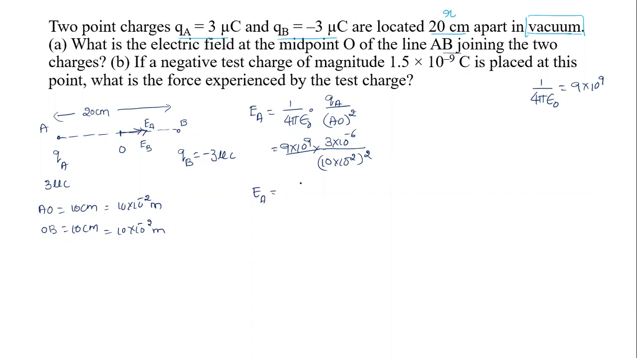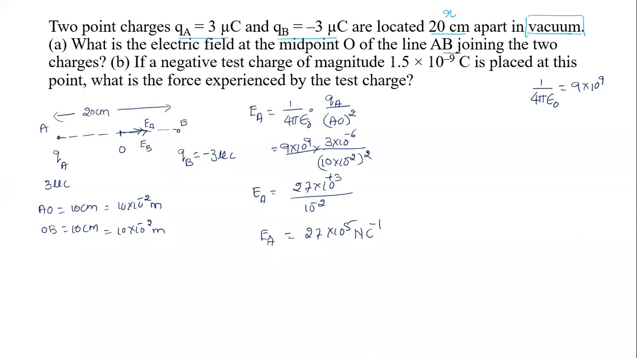So the 27 into 10 power minus 9 plus 3 divided by 10 power minus 2 to 100, 10 power minus 2. So if we simplify, I get 27 into 10 power 5 Newton per coulomb. What I got as an answer, is the answer correct?